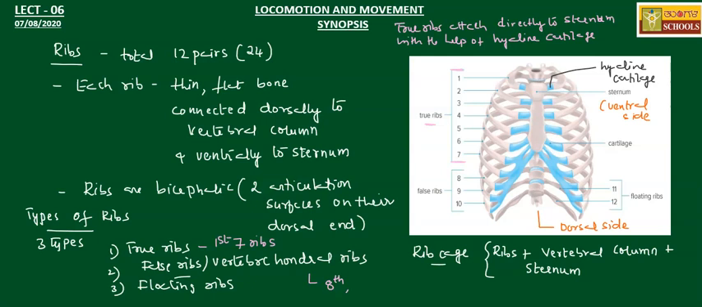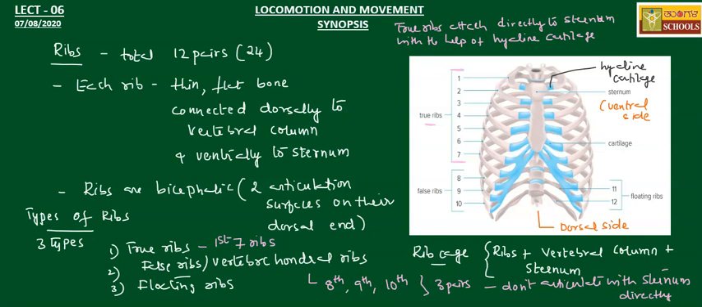Eighth one, then the next one is ninth one, then 10th. So these will be total three pairs. These three pairs of ribs are called false ribs because they don't articulate directly with the sternum. So for this reason, these are called false ribs.